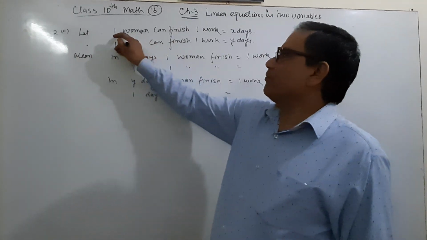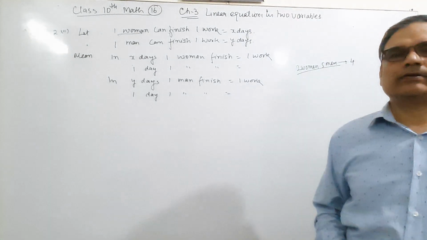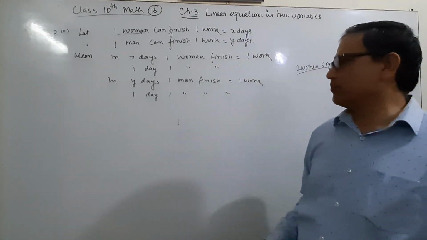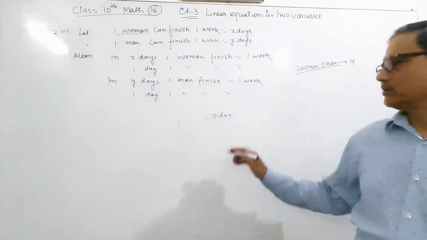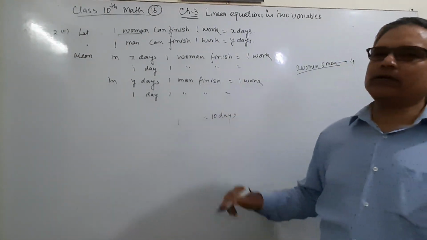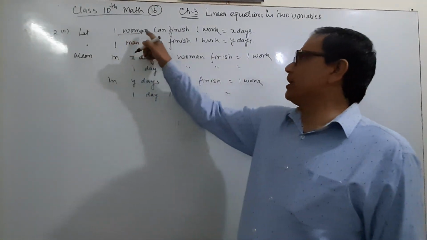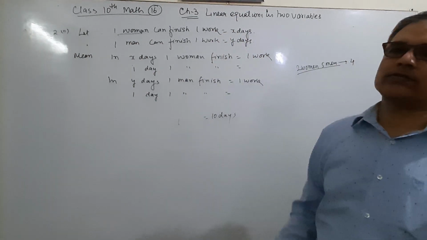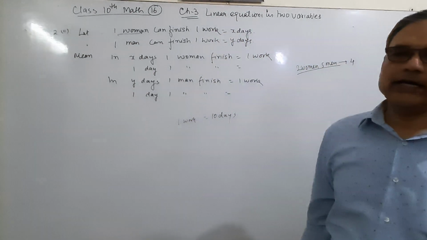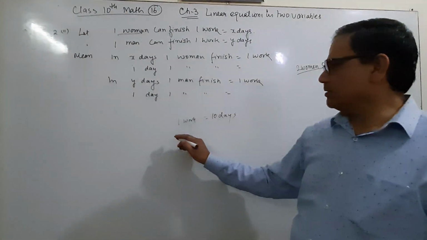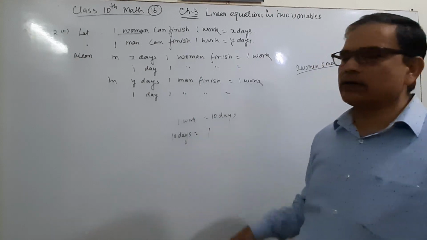We are assuming that 1 woman can finish 1 work in x days. If I myself finish 1 work in 10 days, same, 1 woman can finish 1 work in x days. I told that 1 work is finished by me in 10 days. So can I say, in 10 days I finish 1 work?